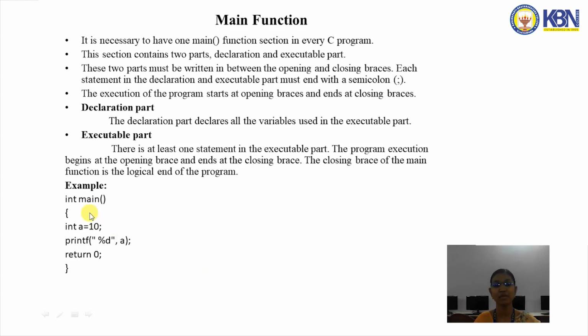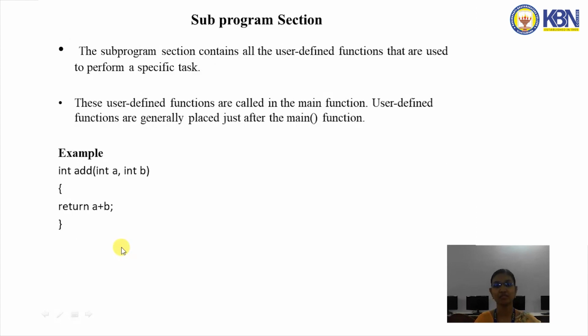Let's see the example here. int main function, opening braces. Here data type int, a is the variable name. We are assigning the value to the variable, a equal to 10. Now print the a value. printf, here %d means integer format specifier. The a value should be displayed as 10.